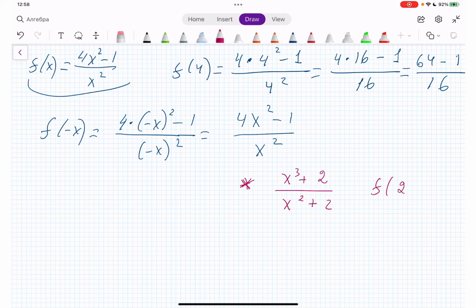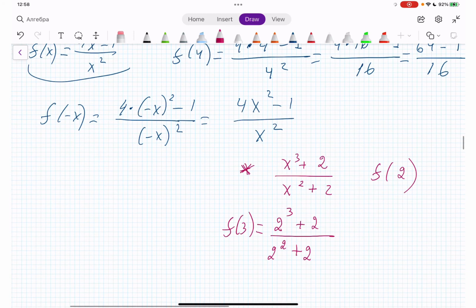2. Here we have to take cube, right? Instead of x cubed, I'm going to write down 2 to power 3. Right? f of 2 is going to be equal 2 to power 3 plus 2. In denominator is going to be 2 to power 2 plus 2. Now 2 to power 3 is going to be 8, because 2 times 2 times 2, and plus 2.